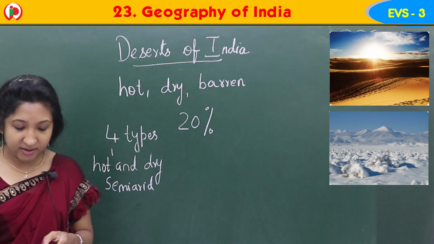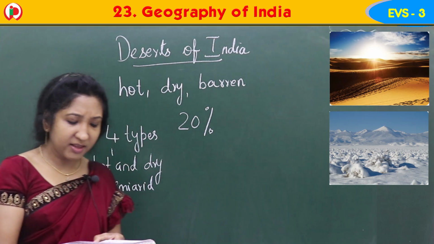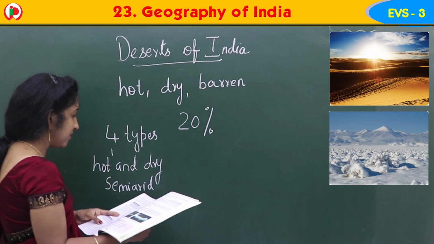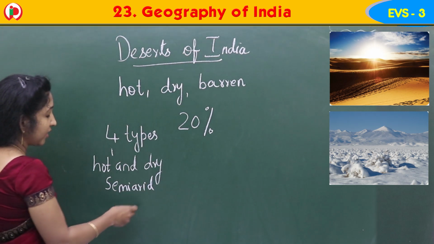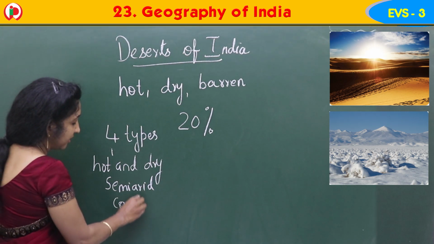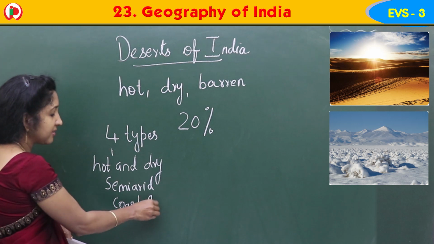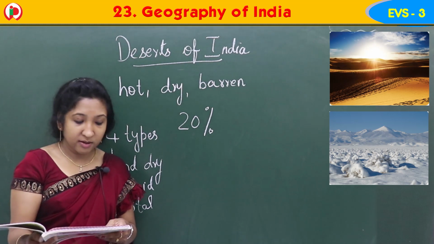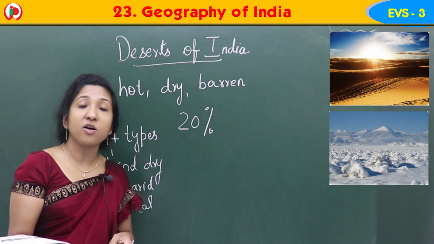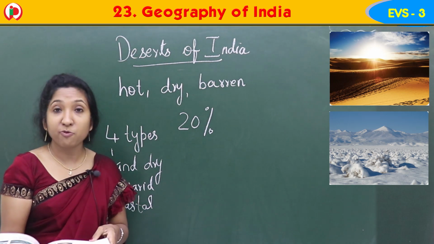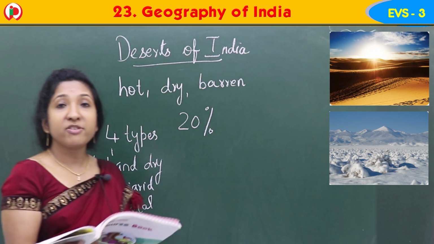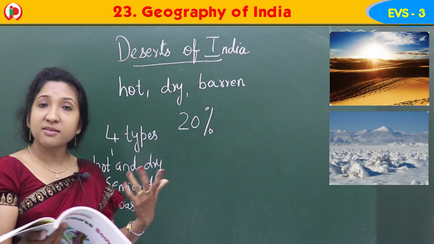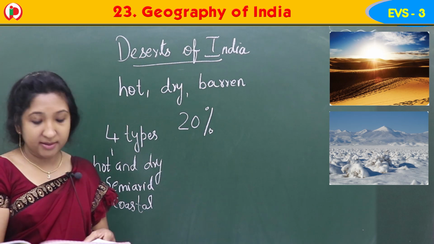So semi-arid desert. Then coastal desert. Coastal desert is near the seashore, and it supports a wide variety of plant life compared to the cold and dry desert. Winters are so cool, summers are long and also warm in the coastal area. It supports a wide variety of plants to grow.